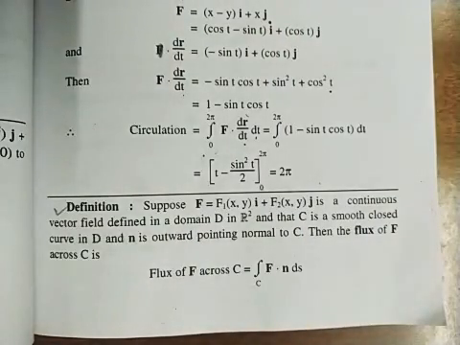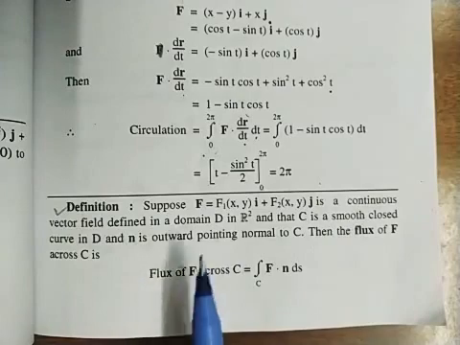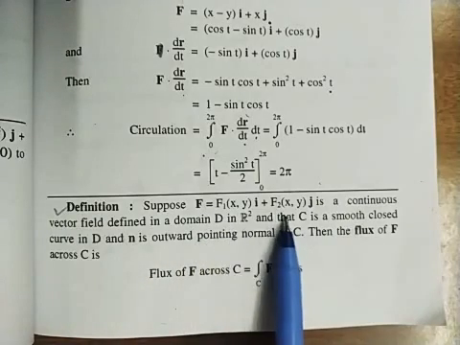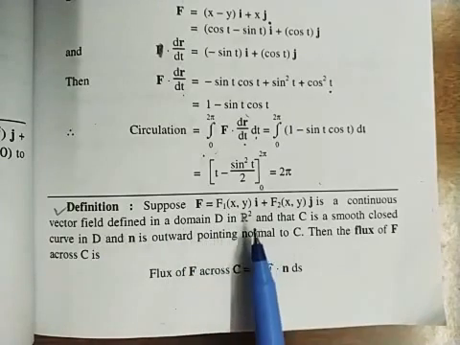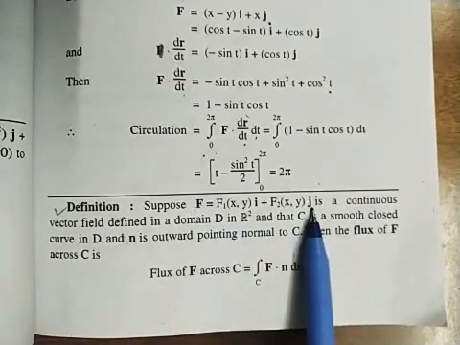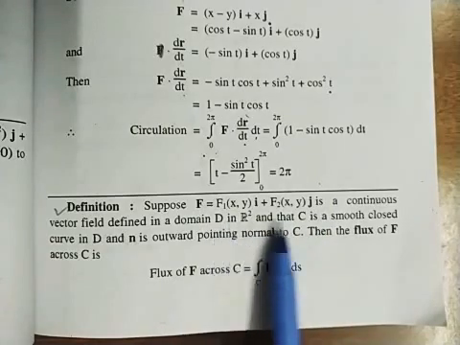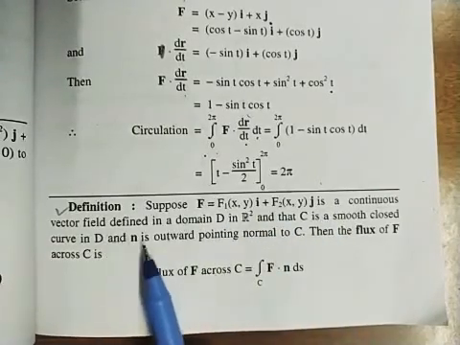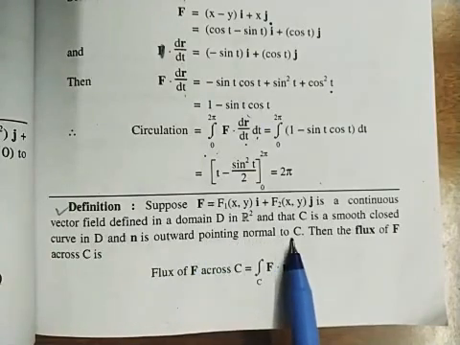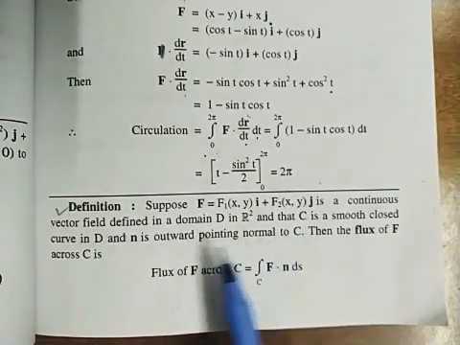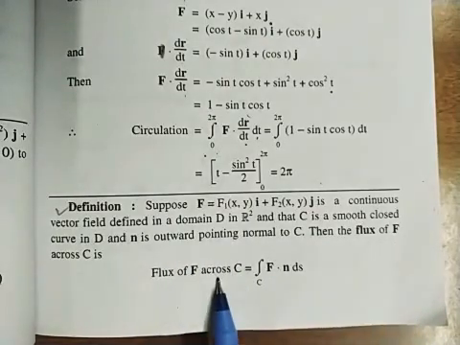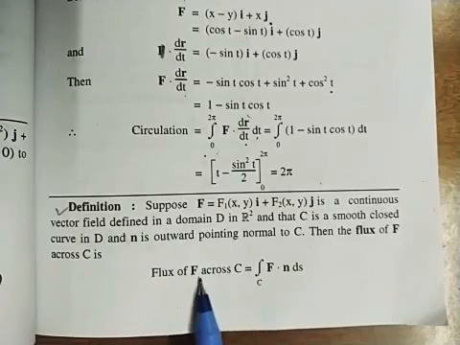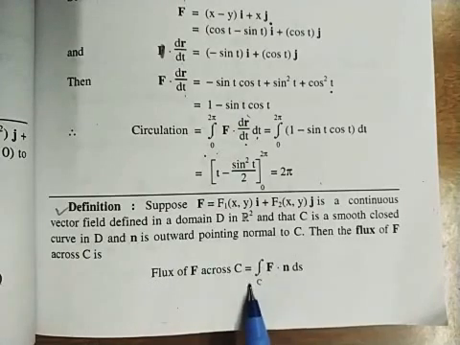Next is the definition of the flux of F. Suppose F = f1(x,y)i + f2(x,y)j is a continuous vector field defined in a domain D in R². Okay, the domain is D. C is a smooth closed curve in D, and N is the outward pointing normal to C. Then the flux of F across C is denoted by flux of F across C. It is calculated as the integral of F dot N ds over C.